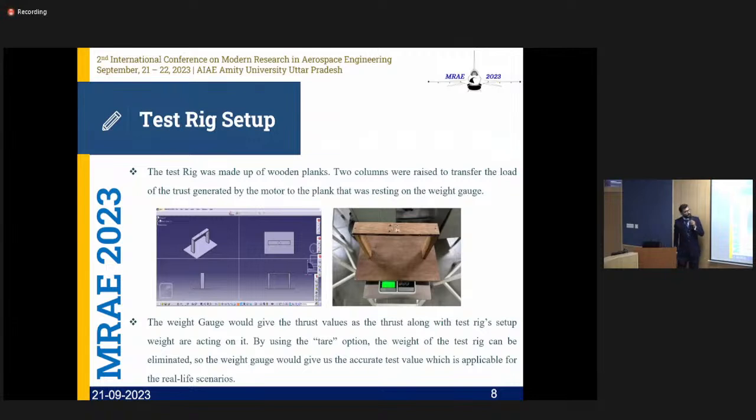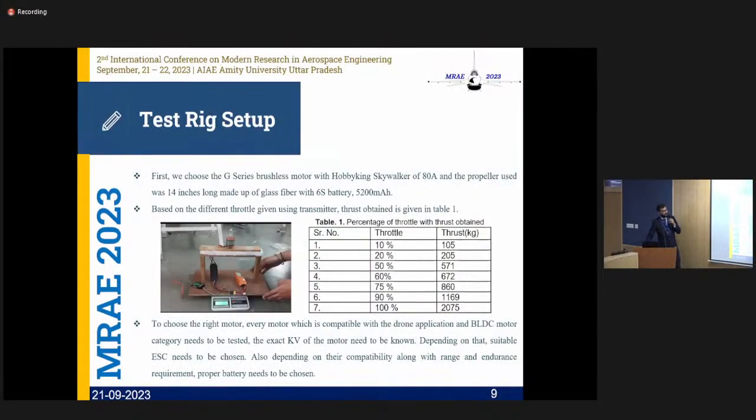So we begin with our CAD design, and then we try to build a test rig out of that, and we try to perform the experiments. Something like this is how we perform our experiments.